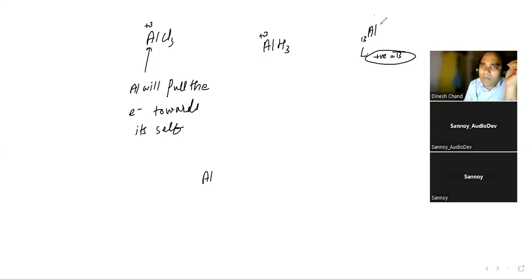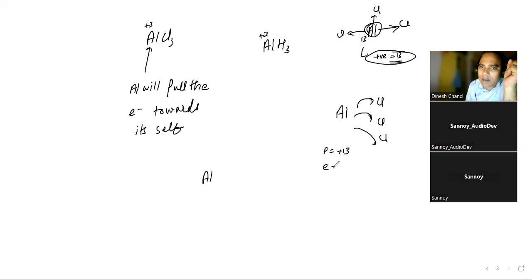And when it forms the ionic bond, it transfers the electron. Transferring the electron means it has fewer electrons compared to protons. 3 electrons are transferred, while Cl transfers 1 electron. So the proton count is already +13, but how many electrons are left? Only 10 electrons. So this positive charge is going to pull the electron.